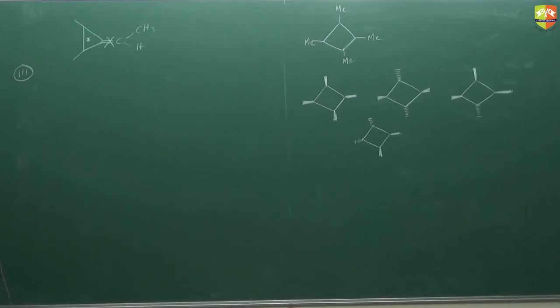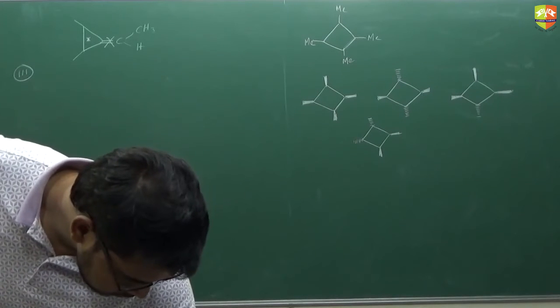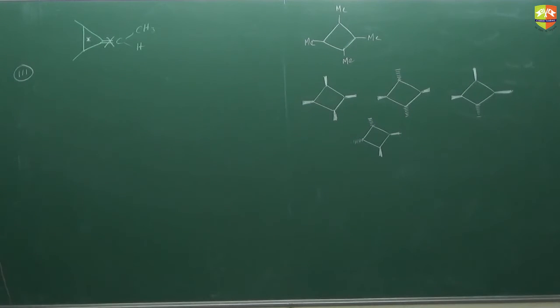Okay. Next line, for a smaller ring, less than 8, the trans isomers are highly unstable and do not exist due to angle strain. Next point. There are two or three points you have to memorize. For 8, 9 and 10 member cycloalkenes, the cis form is more stable than the trans form.